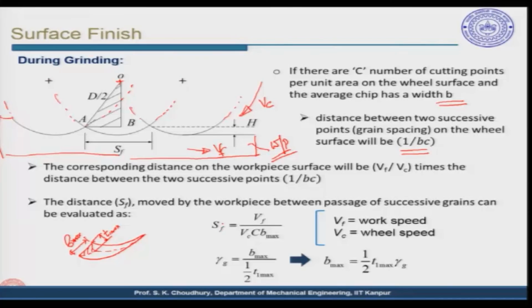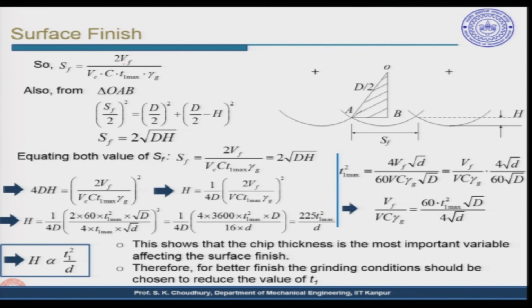So, this SF can be given as Vf by Vc times C into B max, as I showed it here. Of course, Vf is the work speed, that is the given feed velocity. Gamma g, the grinding wheel ratio, we said is B max divided by half of T1 max. So, from here you can find B max, put the value of B max here, and you will get SF equal to this. Keep it like this.